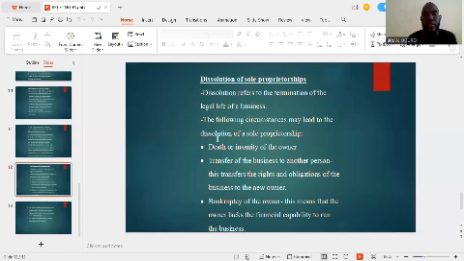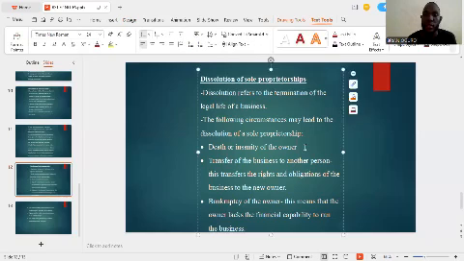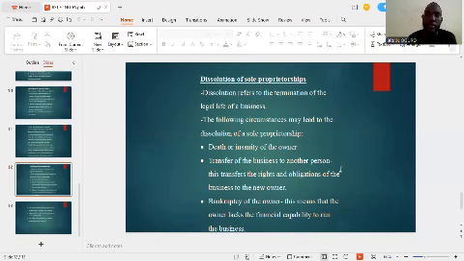The first one, in case of death or insanity of the owner. Since the owner is the one who is taking care of the business, in case he or she dies, business may close up or come to an end. The second one, transfer of the business to another person. This transfers the rights and obligations of the business to the new owner.